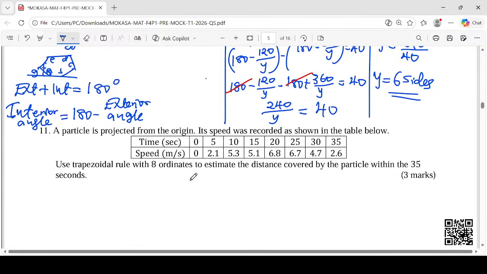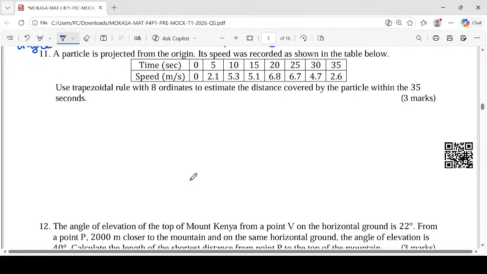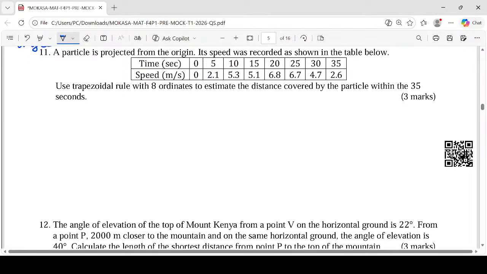Let's go to question number 11 of our discussion. A particle is projected from the origin. Its speed was recorded as shown in the table below. You can see the time in seconds and the speed in meters per second.